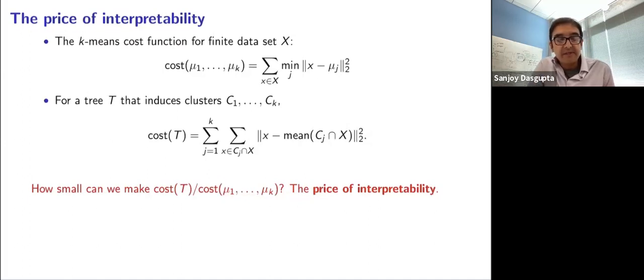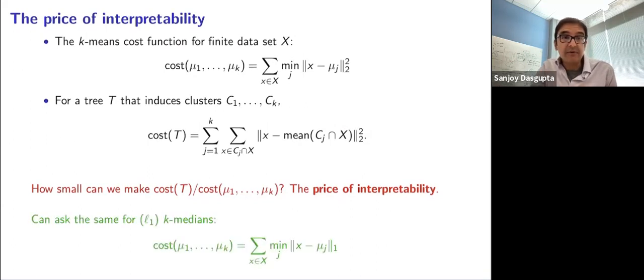Now, because the tree is so much simpler, there's the danger that the cost of this clustering might be much, much higher than that of the reference k-means clustering. We can think of this as the price of interpretability. How large might this ratio be? And needless to say, you can define the same thing for the k-medians cost function. In this case, we're looking at L1 k-medians, where it's exactly the same, but instead of squared L2 distance, you have L1 distance.